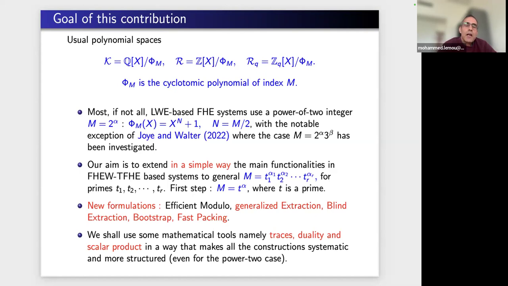And the ring LWE encryptions are based on the usual polynomial space, which is the field K here, the space of polynomials modulo phi m, with rational coefficients. So this is a field, and this is also a linear space over Q. This R is a ring, the ring of integers of this field, and R_Q is the finite version of this ring. It's based on Z_Q instead of Z. And this phi m is the cyclotomic polynomial, in fact, of index m.